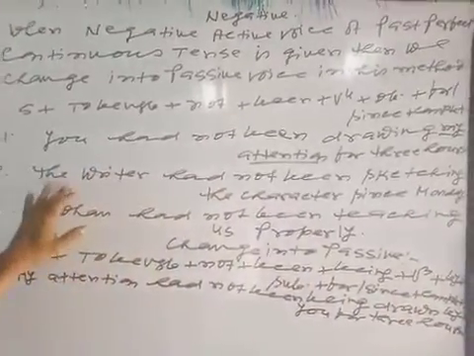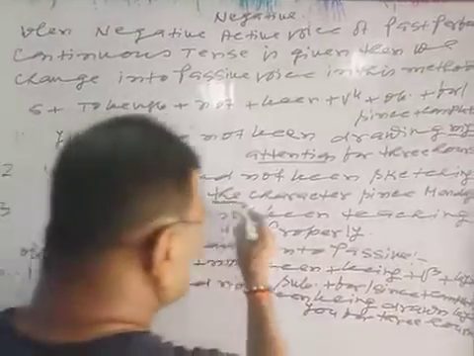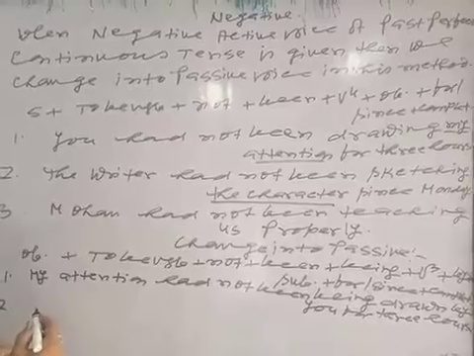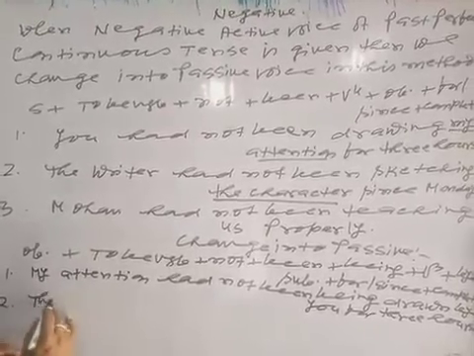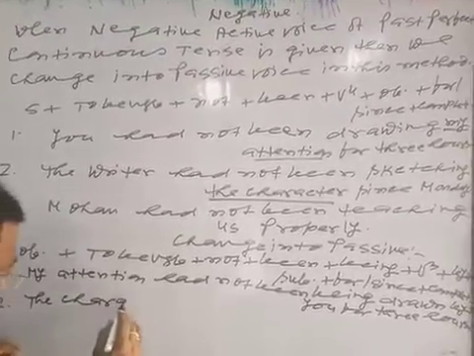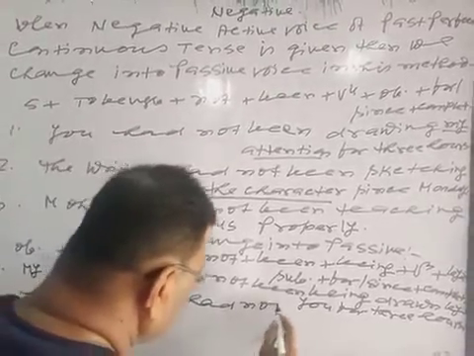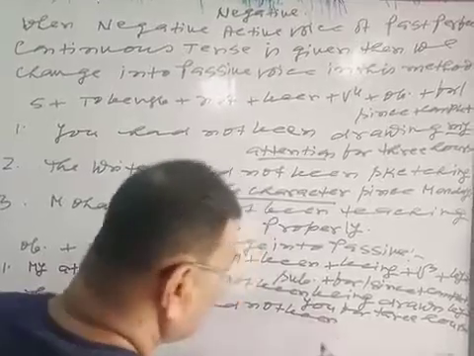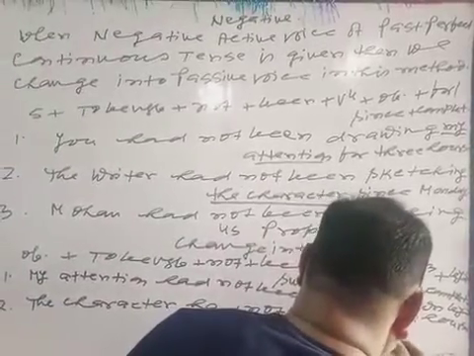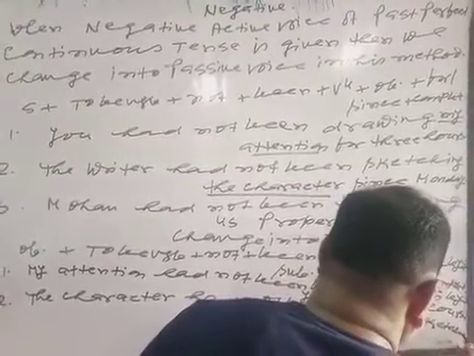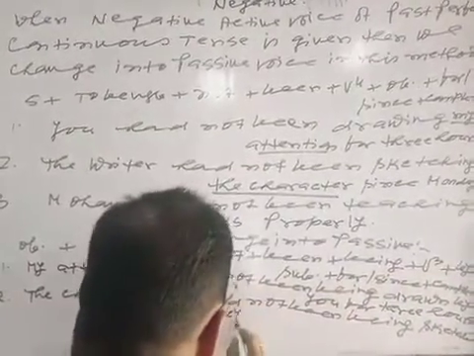In the second sentence, the character is an object and it comes in the place of subject. The character had not been being sketched by the writer since Monday.